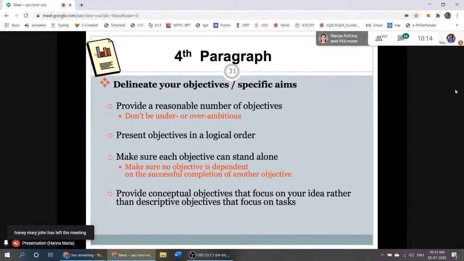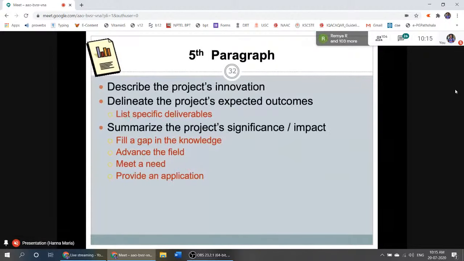The fourth paragraph should include: delineate the objectives and the aims of the project. Provide a reasonable number of objectives. Some of the proposals I get, they say 20 objectives. How will you do it? You show 3 or 4 objectives. Present objectives in a logical manner. For example, if you are going to synthesize something, you have a new chemistry on that. Then whatever you synthesize, you have to characterize. And the third objective should be fabrication of devices. So you should have some sort of systematic way of presenting your objectives.